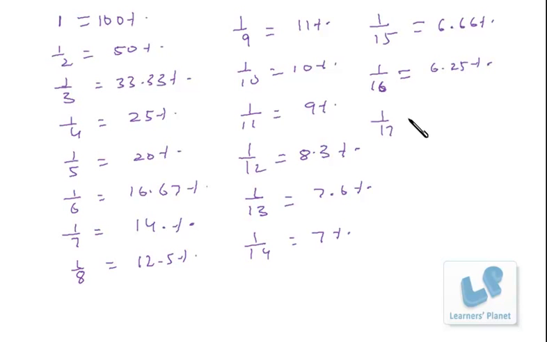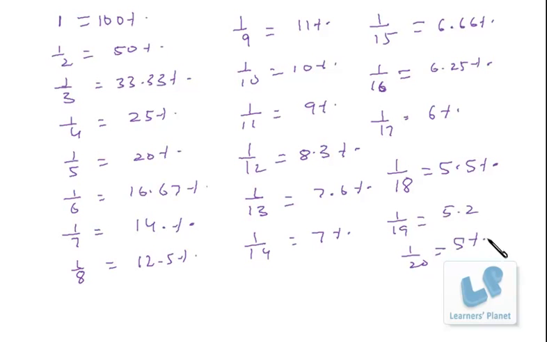6.25%. Similarly, 1 by 17 is around 6%, because 17 sixes are 102, so it's around 6%. Similarly, 1 by 18, that is half of 1 by 9, so around 5.5%. Then 1 by 19 will be around 5.2%, and 1 by 20 will be half of 1 by 10, that is 5%, right? So this much you should be aware of, and that should be on your tips, right?